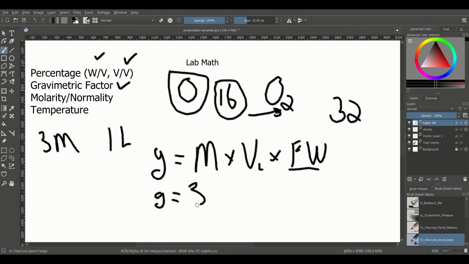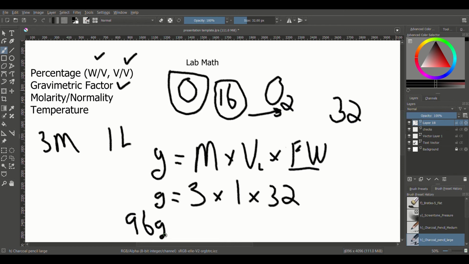We want a 3 molar. We want 1 liter of it. And the formula weight is 32. So 3 times 1 times 32. Go ahead and put that in your calculator. It is 96 grams. We need 96 grams of oxygen in order to get that solution.